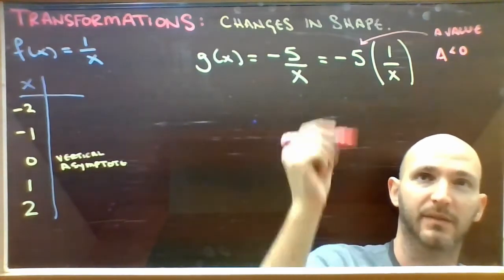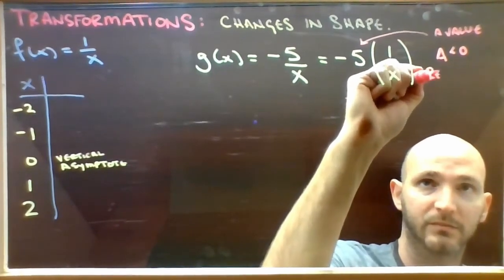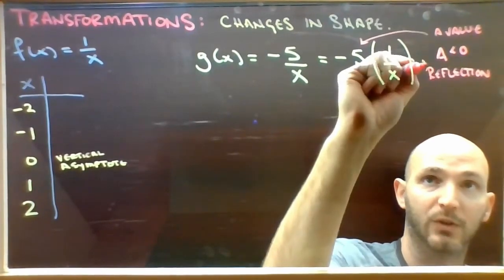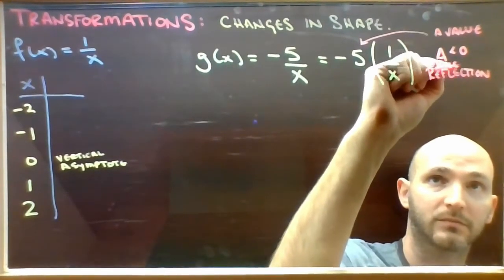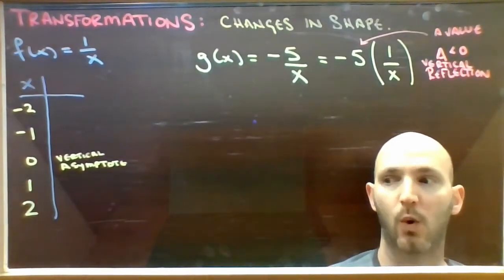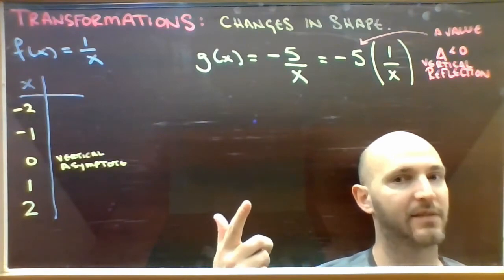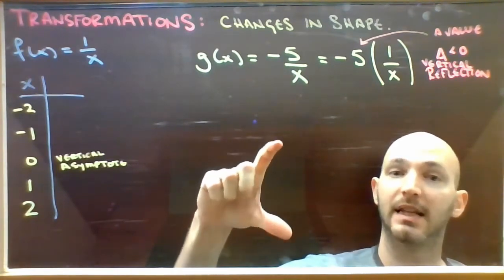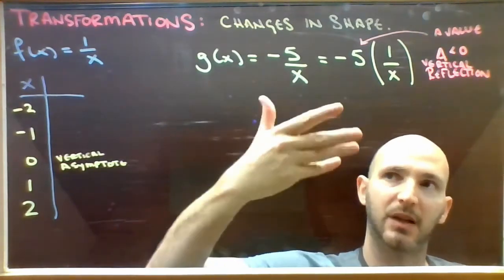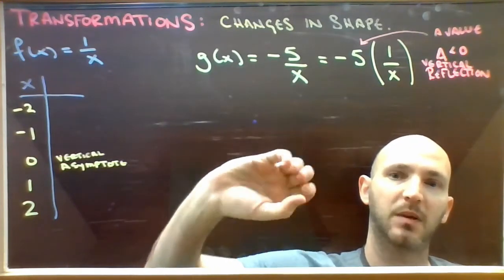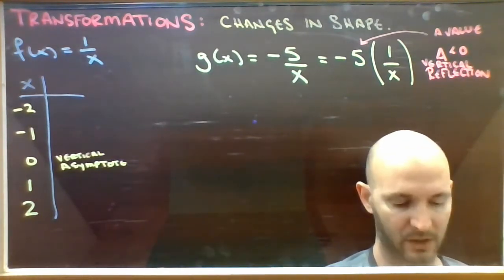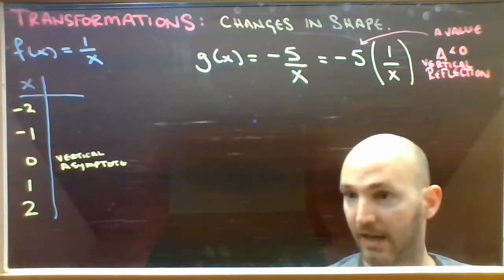So I'm going to write the reflection. So vertical reflection. And since this number is greater than 1, just like the positive a values, if it's greater than 1, it's a magnification. So not only will this thing be flipped, but it will be flipped and then all of the dots will be pushed further away from the axis than they normally would be. So I'm going to need a graph here.